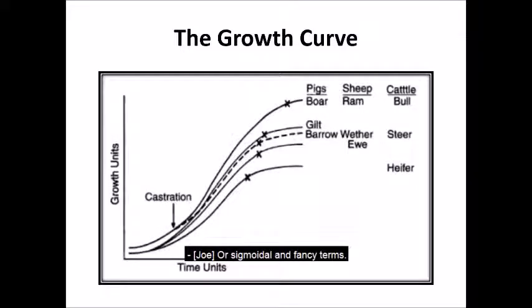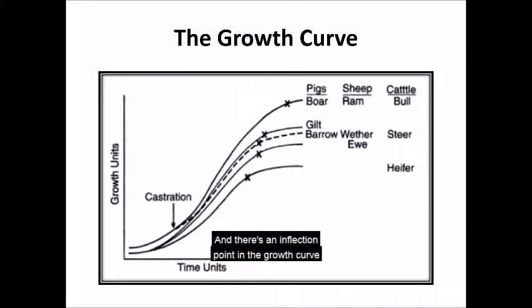Or sigmoidal in fancy terms. The derivative of that growth curve is the average daily gain, the instantaneous rate of change, and there's an inflection point in the growth curve where the curve's going to change in shape from being concave up to concave down. Those things are technical, and we're not going to have a technical class, but I want you to understand that there are aspects of that growth curve that relate to how the animal is behaving too.